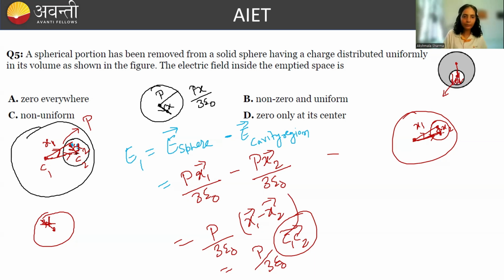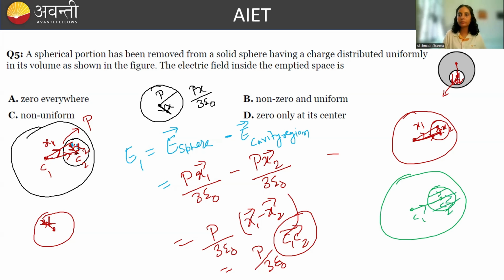So if I draw that for you again, this is a very important question. Keep this in your mind. So if this is the direction, C1 C2 direction is this. Okay? So electric field inside cavity will be parallel to this, like this. And that electric field will have constant value, rho by 3 epsilon naught, C1 C2. Okay? So correct option should be B, non-zero and uniform. Yes, it's uniform and it's non-zero.